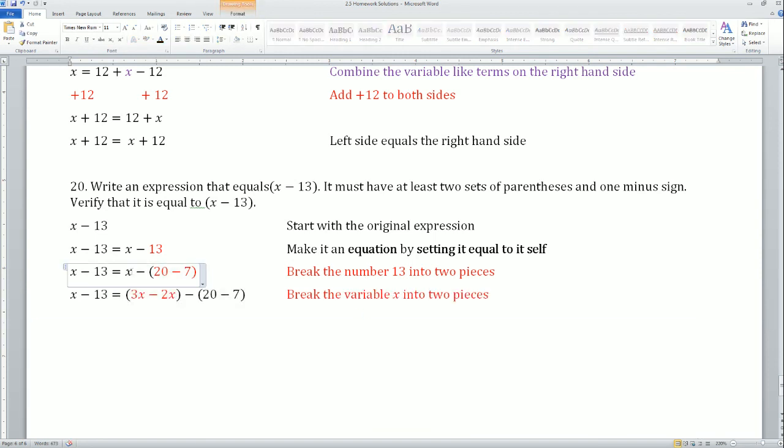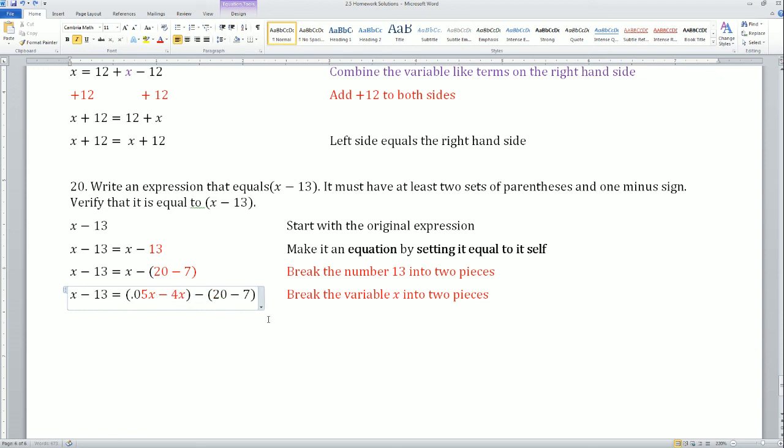Now I want to break down the x into 2 parts. So how do we get x? I could do 3x minus 2x. I could do 5x minus 4x. Doesn't matter. Okay? Or you could have, right? You could have even done 0.5 plus 0.5, right? Still worked.